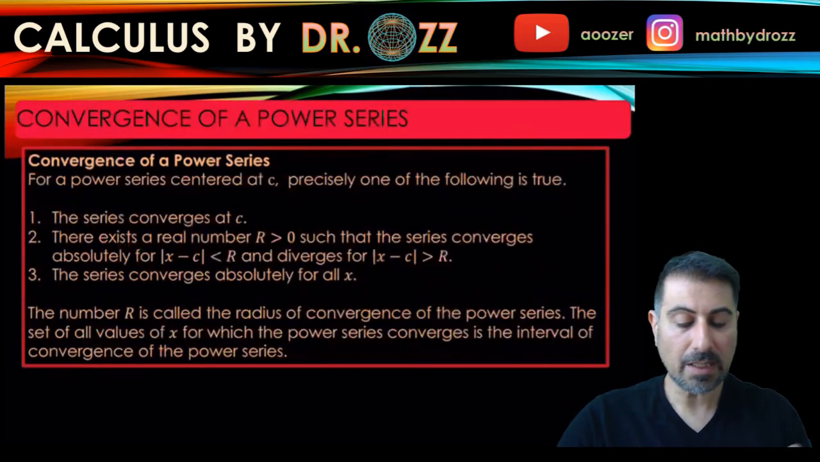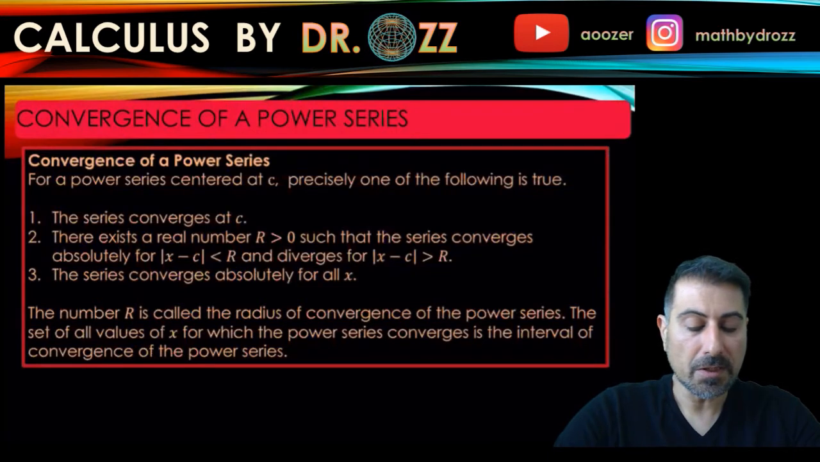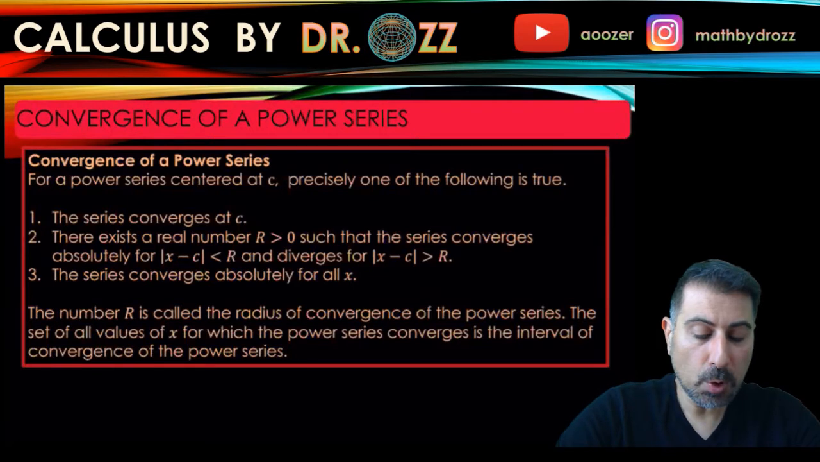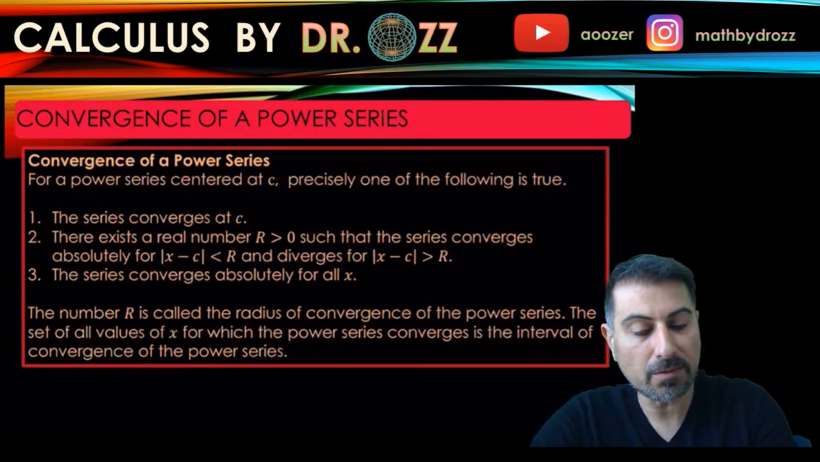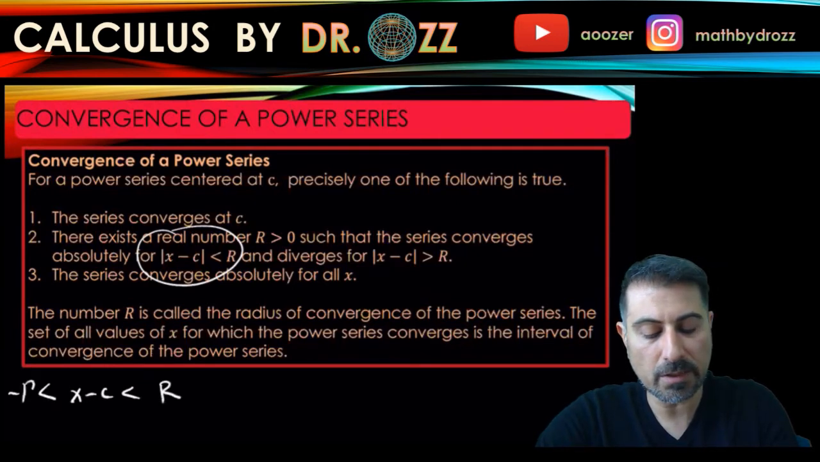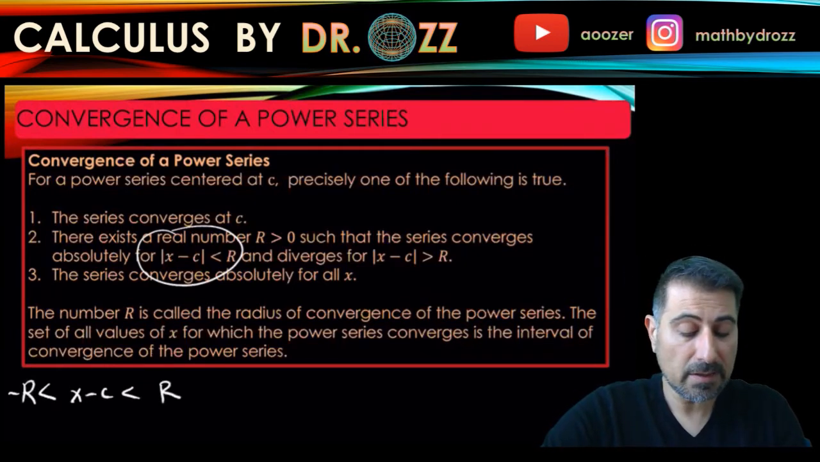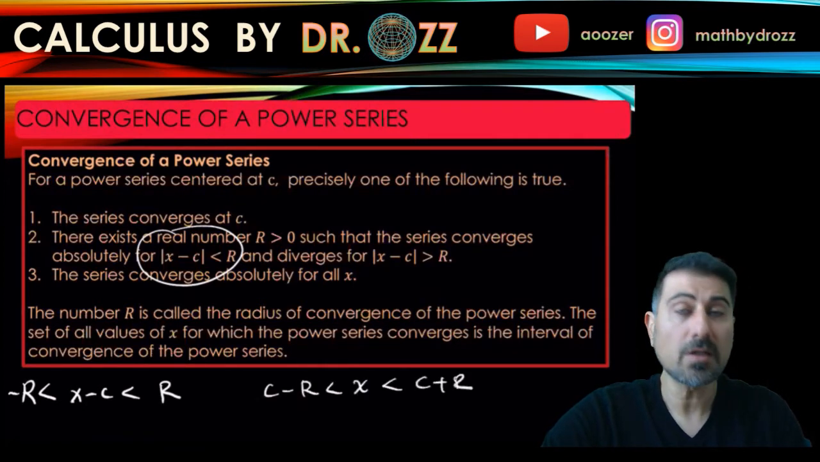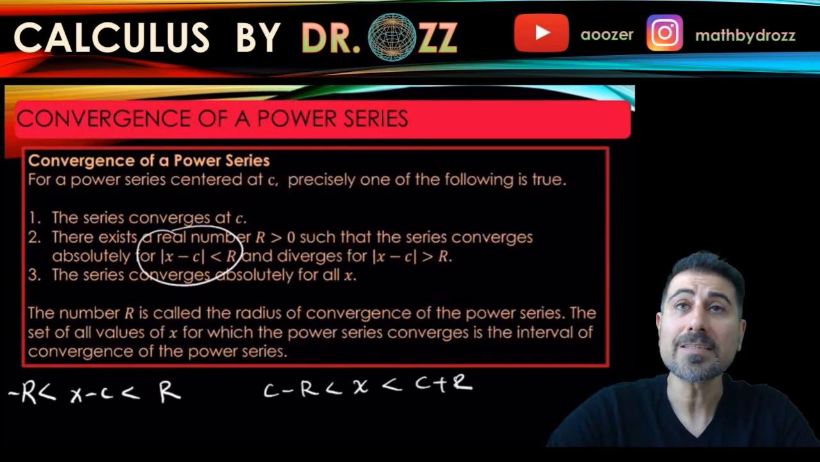And the second item is that there exists a positive real number r, such that the series converges absolutely for the absolute value of x minus c less than r, and diverges for the absolute value of x minus c greater than r. Let's check what this means. The absolute value of x minus c less than r means x minus c is less than r but greater than negative r. Adding c to both sides, x is between c minus r and c plus r. So we get an interval for x.